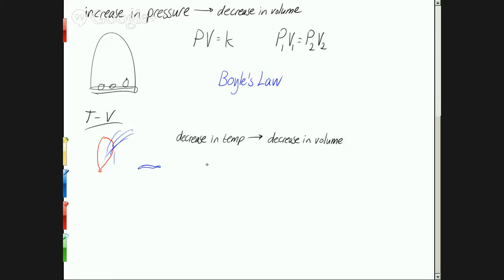The other way, the math way we would write this is V over T is constant. So you've got a fraction. If the top gets bigger, the bottom has to get bigger to compensate. If the top gets smaller, the bottom has to get smaller. If the bottom gets bigger, the top has to get bigger, and so on. So they have to balance each other out. This is known as Charles' law.